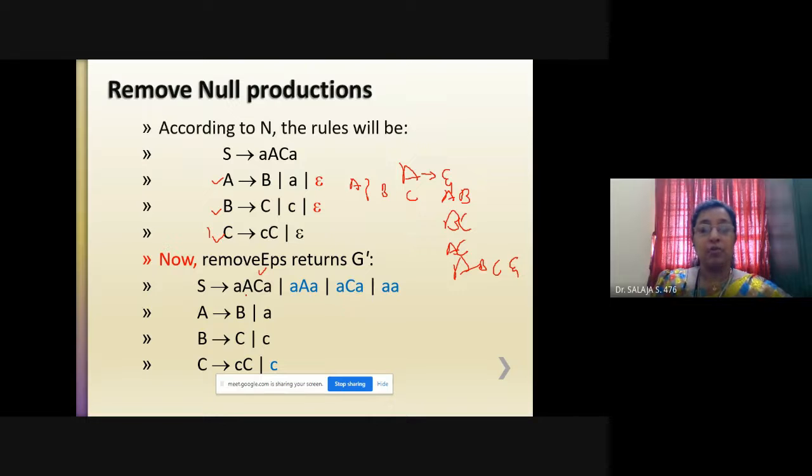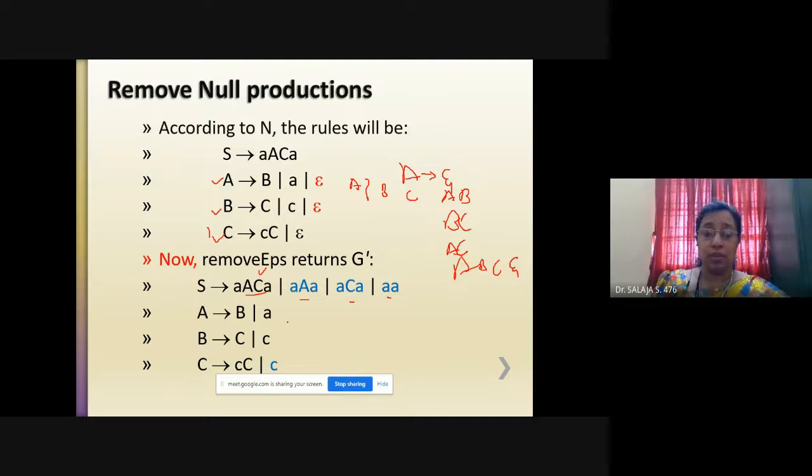Fine. So you have 2 variables here. Both are null variables and therefore you give different options. The first option is when both the variables don't produce an empty string. Second one is when C produces an empty string. Third one is when A produces an empty string. And the last one is when A and C together produce an empty string.